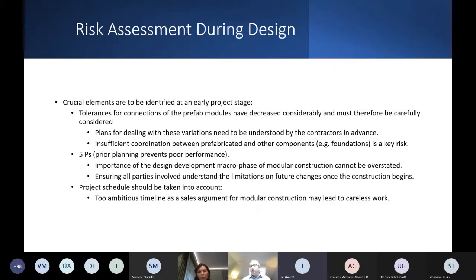Who is managing that process, the coordination, the planning, and the management of that design process? The 5 Ps that Marina mentioned earlier: prior planning prevents poor performance. I'm reminded of another saying, a failure to plan is really a plan for failure. This is extremely important and extremely true when we're talking about modular construction. The reason is, where it's built is different than where it's going to be assembled and put together. It has to all be planned properly and taken into place.